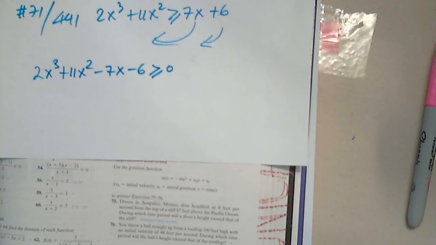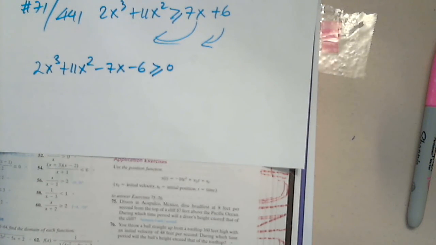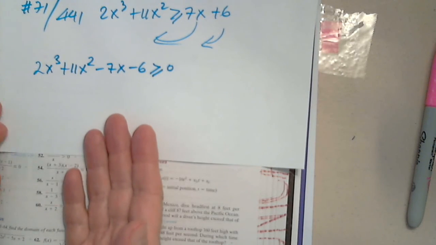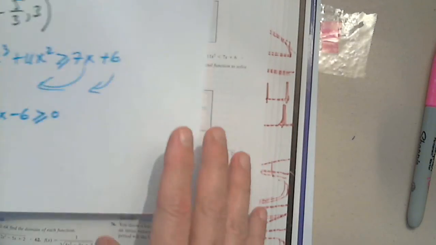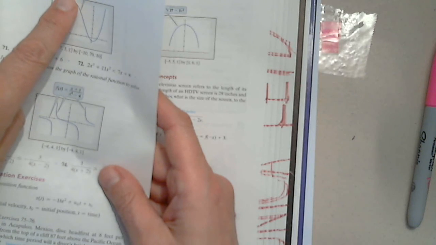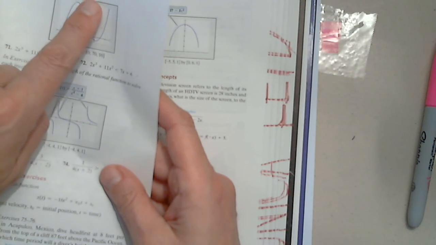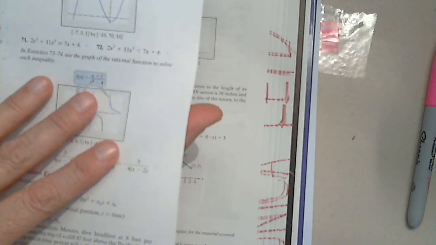They're helping us with the graph. They are giving us this graph of 2x cubed plus 11x squared minus 7x minus 6. It's right here. I hope you can see. So the graph is here. And we're asked to find x values for which this graph has what sign? What sign is greater than or equal to 0? Negative. One more time. Oh, no, positive.